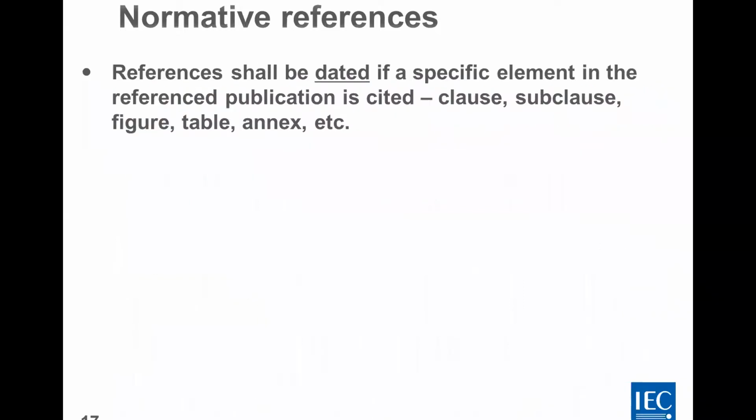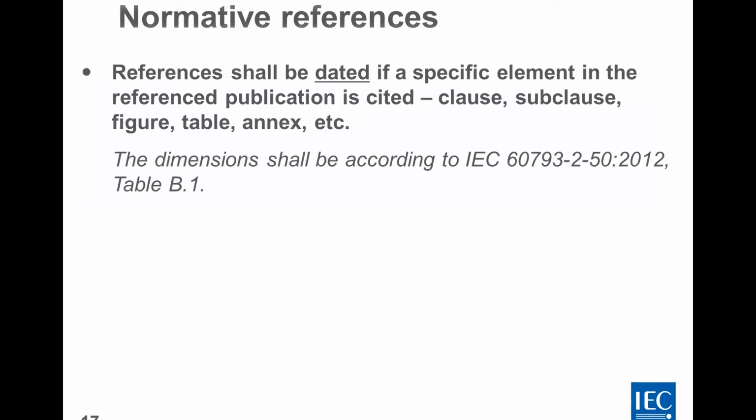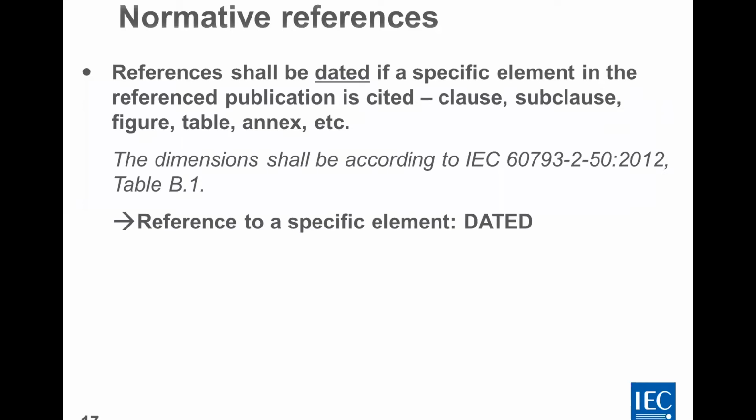One extra element linked to normative references is that references shall be dated if a specific element of the reference publication is cited. If you are citing a specific clause, a specific subclause, figure, table, annex, etc., you should date that. The reason being that if we look at this example up on the screen about the dimensions, which shall be according to table B1 of IEC 60793-2-50, if we were to take an earlier or later edition of 60793-2-50, table B1 might be different, might not exist, or might have different content. So if we are being very precise about the kind of references that we are talking about, we need them to be dated. So this element is dated in the text and in the normative references.